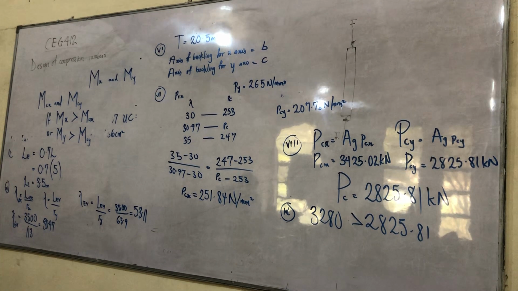Step 8. Determine the major and minor axis compressive strengths PCX and PCY. Is it capital letter or small letter? Very good. Using table 24.